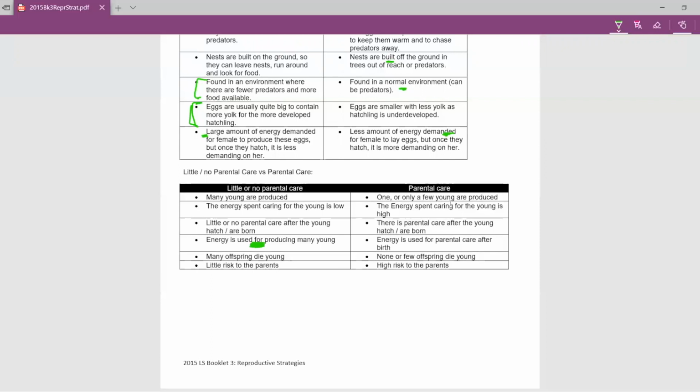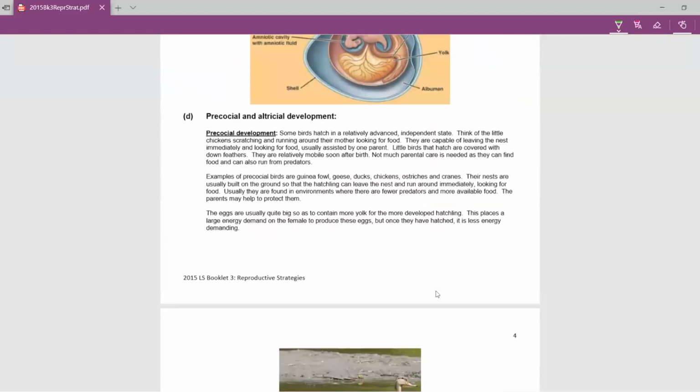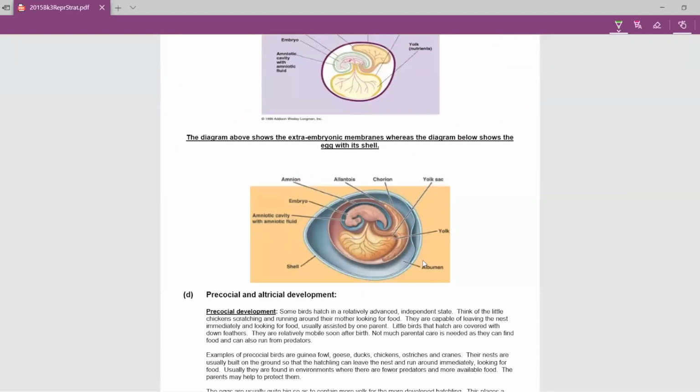Parental care: there's usually one or few young produced. The energy the parents spend is a lot, and it is high risk to the parents because they spend a lot of energy. There is parental care, and the parents use that energy to look after their child from the time they're born until the time they can look after themselves. And there are very few organisms that die because they are cared for by their parents. The next thing, so that was the tables that we've done. And the last thing I must talk to you about is an amniotic egg.